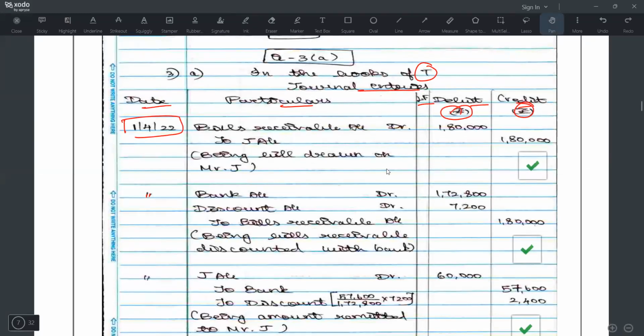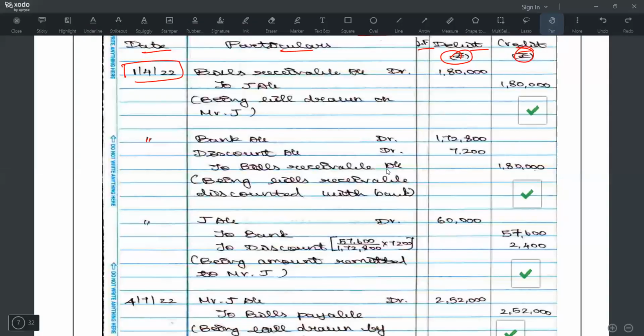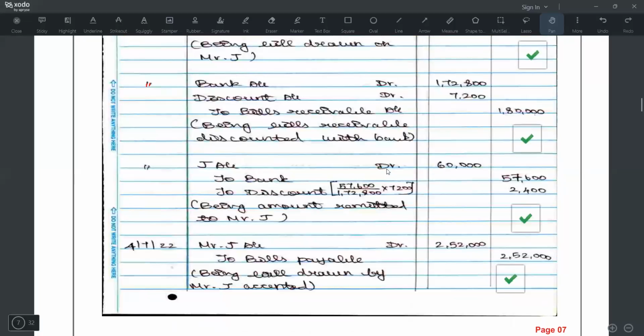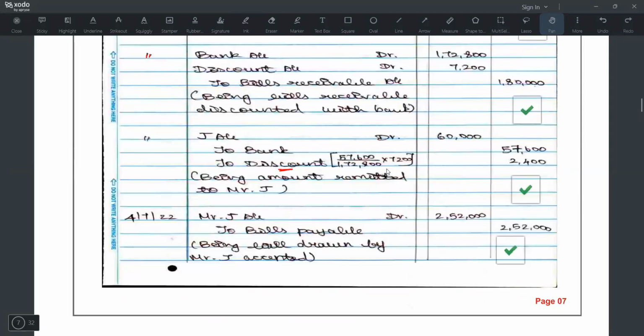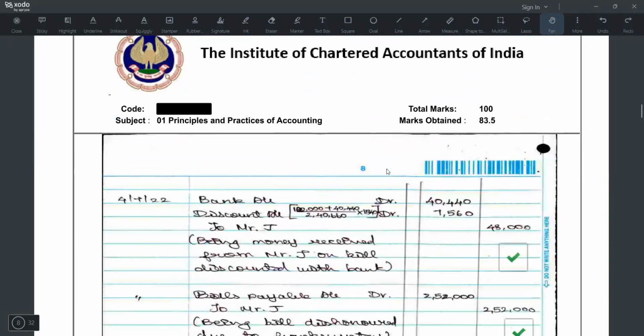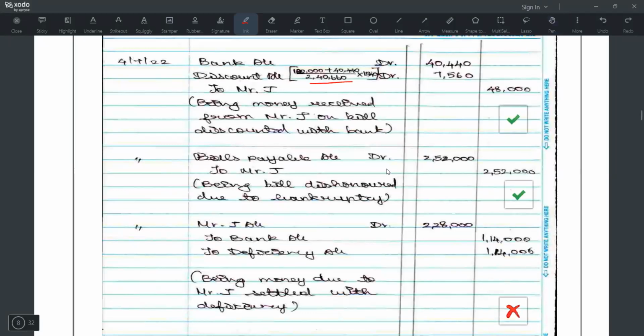Then bills receivable to J, each and every journal entry has been precisely done. Everything is neatly presented. Even for the discount, you don't waste any time going for a working note. Simply put it and write it in those brackets itself. It will save some more time also. Every discount you have written properly, and everything has been neatly presented.